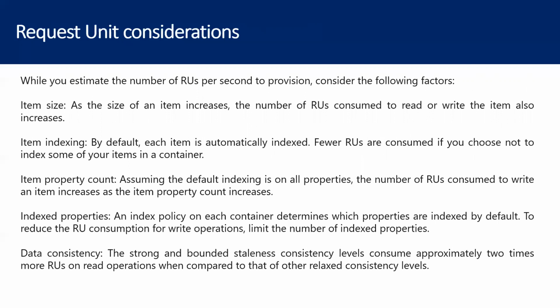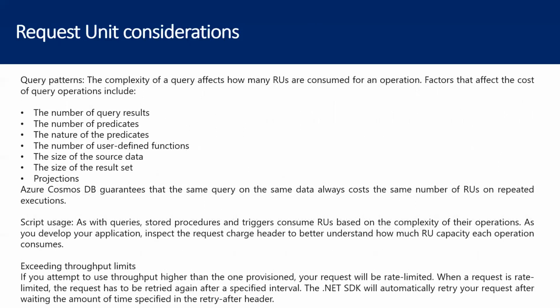Again, the request unit is nothing but capacity planning, like how much resources you need to support your Cosmos DB. So it is based on the number of queries, the size of the item, indexing size, property count, data consistency, and there are various factors involved to identify your request unit. Number of queries, like how many queries you are expecting in a single second, or how many reads and writes you are expecting.